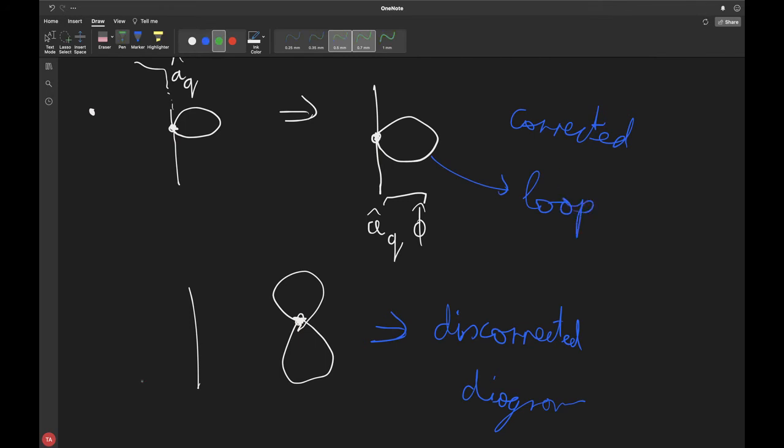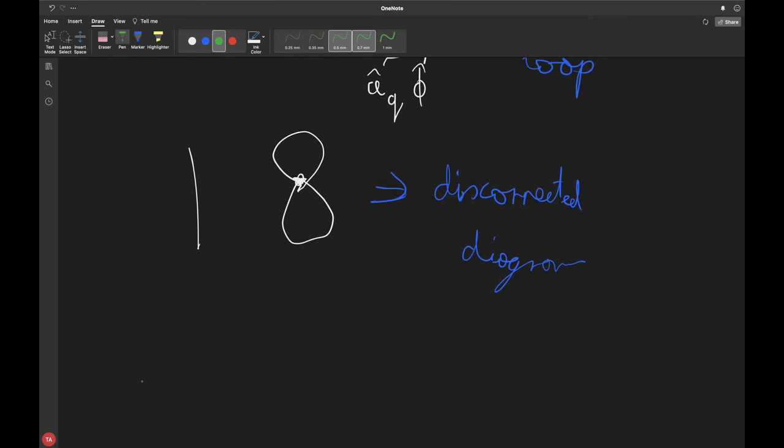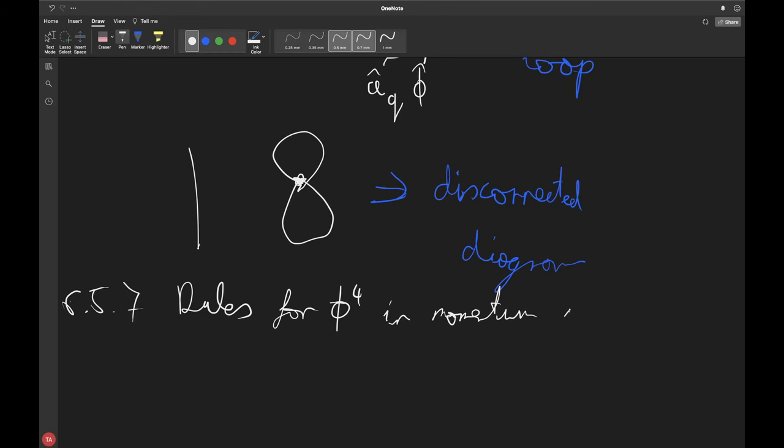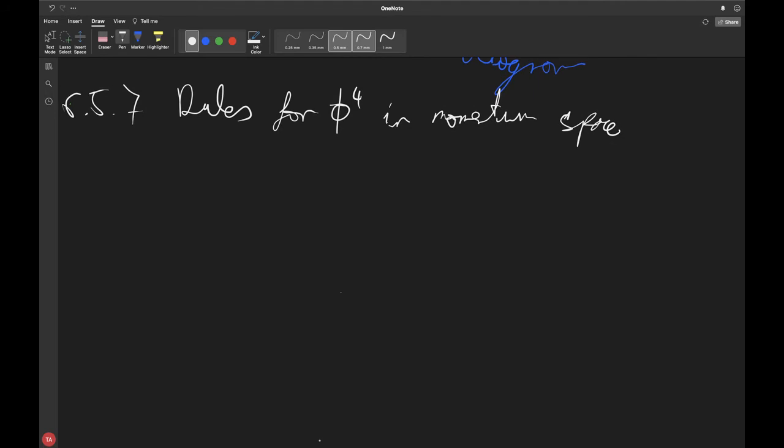Let's now speak about the rules for the phi to the 4 theory in momentum space. 6.5.7 is the rules for phi to the 4 in momentum space. So each of these parts of the diagrams has a contributing factor. So we could say that we have the vertex here. That's the same as writing minus i lambda, or whatever the coupling constant is.